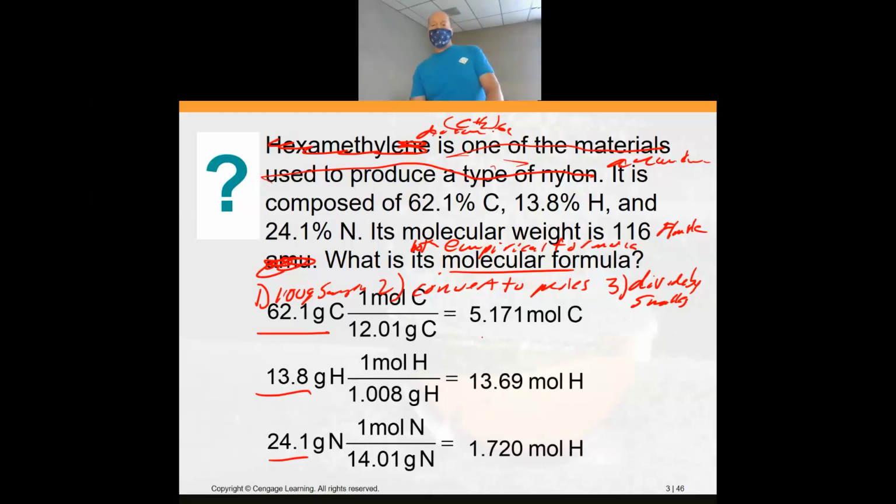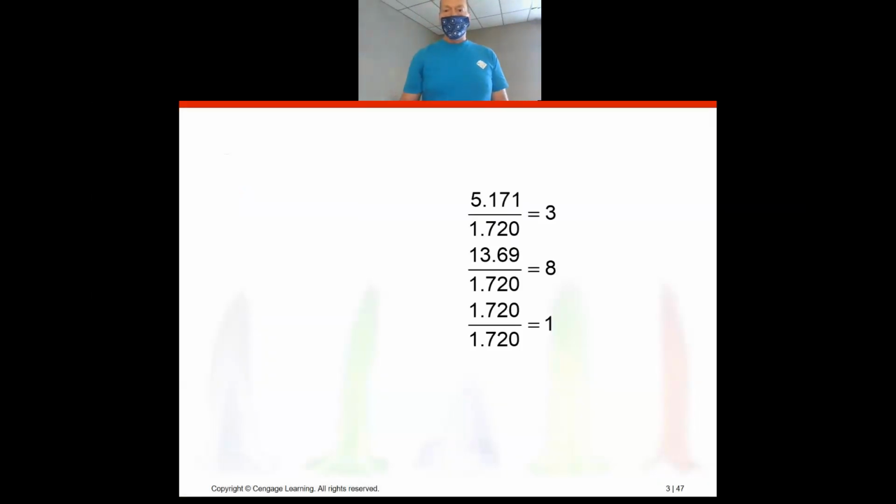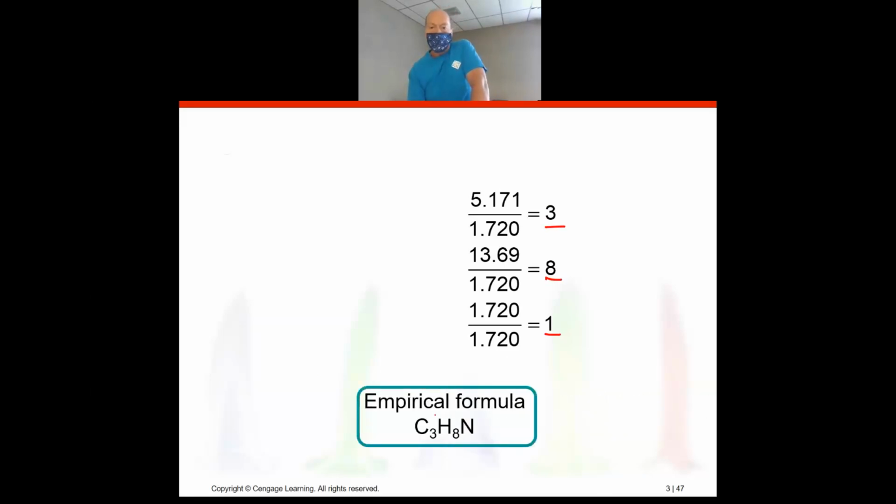All right, and then we look at the three numbers and divide by the smallest number that we have, which is a 1.720. So you have your 3 moles, divide all of them by the smallest one. And when you do, it works out very nice. Everything is already an integer. And so you have your empirical formula, C3H8N.